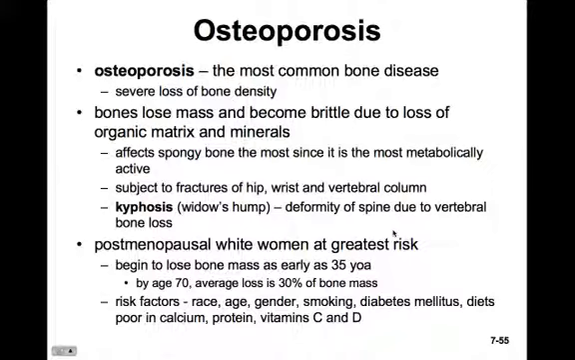Osteoporosis is most prevalent in postmenopausal white women. We begin to lose bone mass as early as 35 years of age, and by the age of 70, we've lost almost 30% of the bone mass. Big risk factors for osteoporosis, other than race, age, and gender, are smoking, diabetes mellitus, and diets that are poor in calcium, protein, and vitamins C and D.